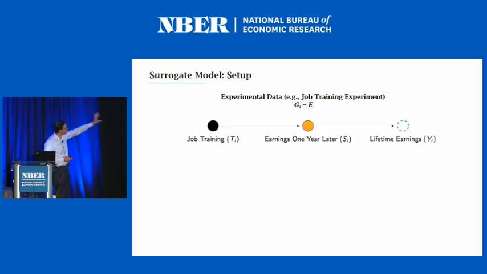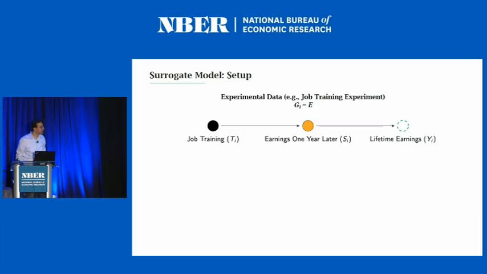So here I'm thinking about GI equals E, the observations in the experimental sample, say a job training experiment in this context, where I have a treatment T on the left, I have an intermediate outcome, say earnings 1 year later, that may be used as a surrogate S. And then there's an ultimate earnings outcome that I'm interested in, the primary outcome of interest, which I denote by an open circle. That's the missing data problem that we're trying to solve. We're trying to estimate the effect of T on Y, but we don't see Y in our experimental data.